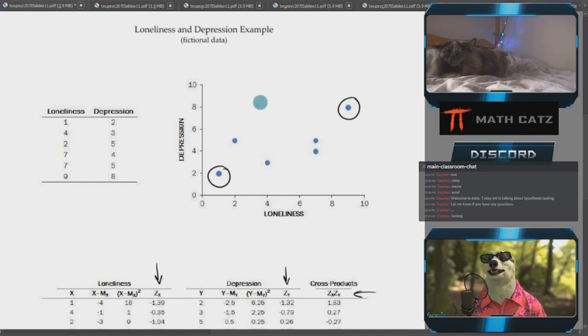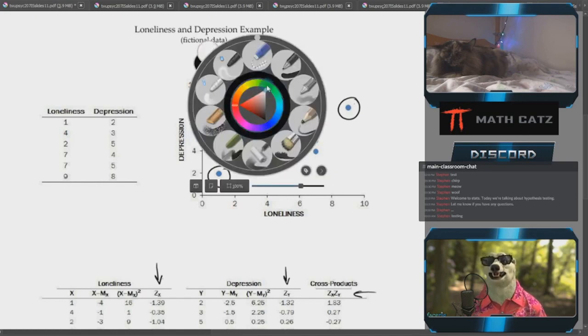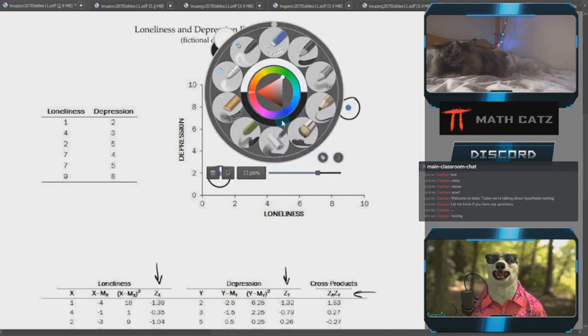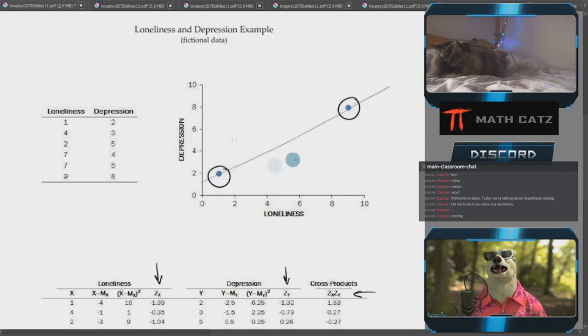Let me make it easy for you and get rid of them for a second. They're gone. They don't exist. Hopefully I can undo that. They don't exist. Then if I just look at those two, there is this line that goes from the bottom left to the top right, and we're going to call that type of correlation a positive correlation, because both of these pairs of values will contribute a positive amount to the correlation coefficient.